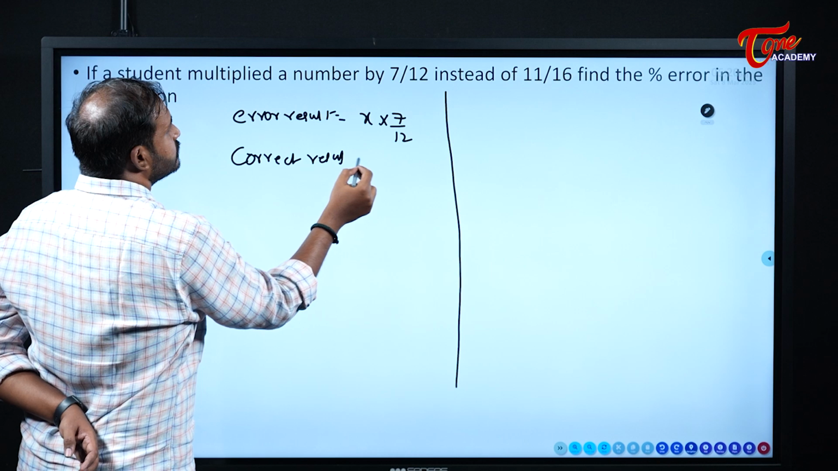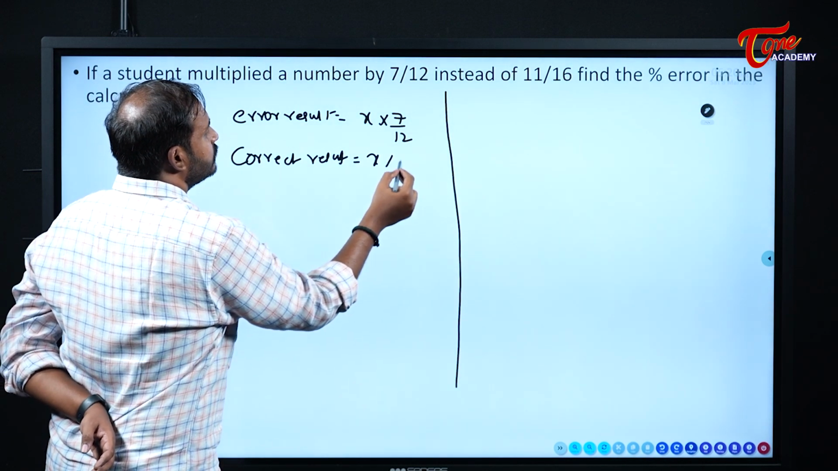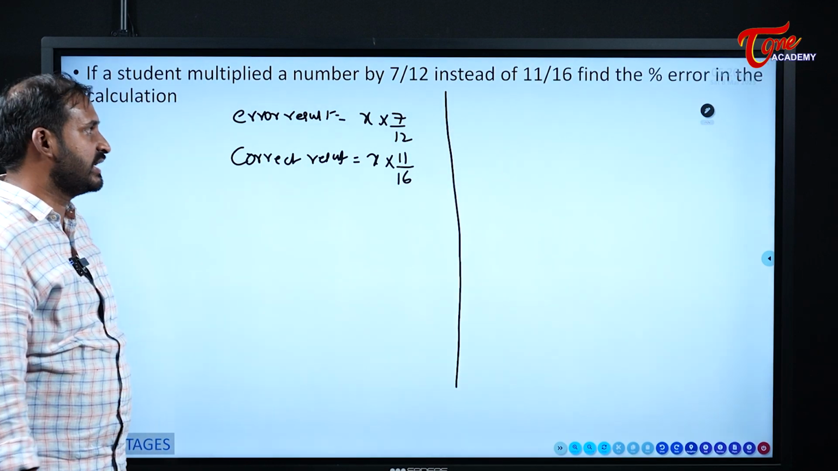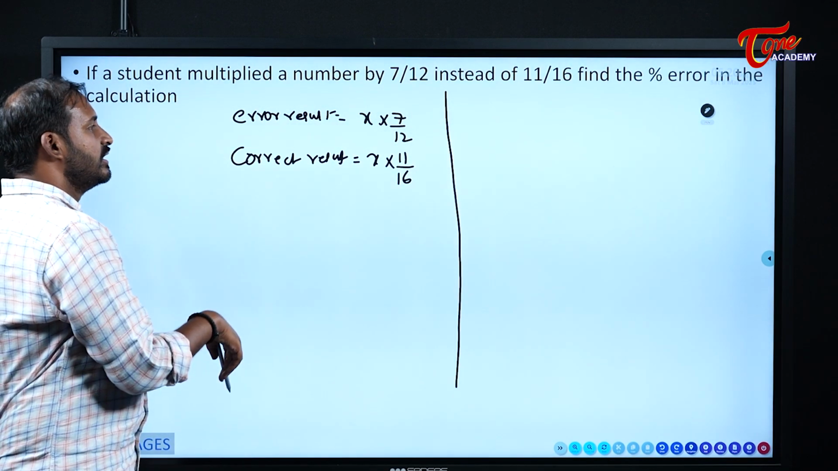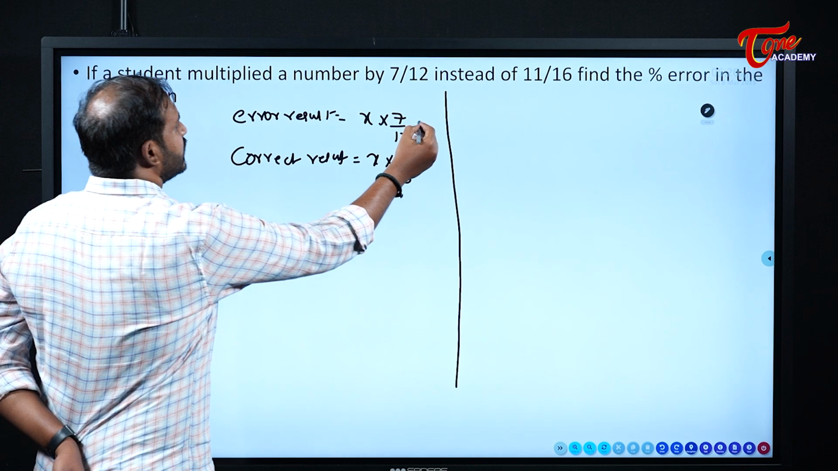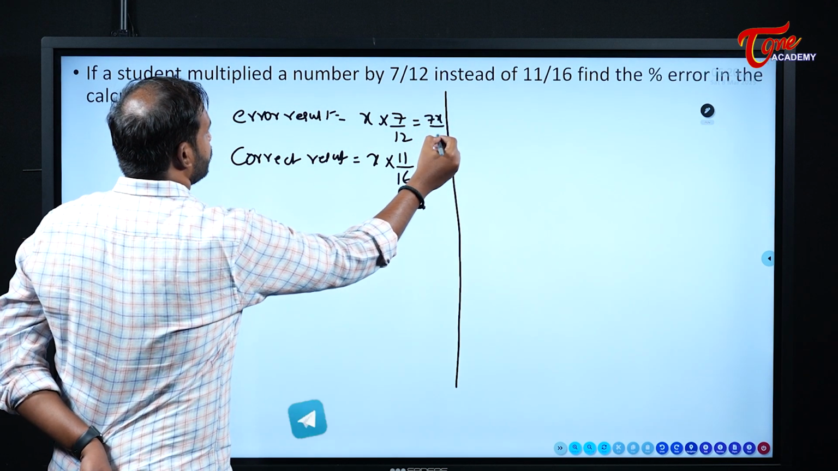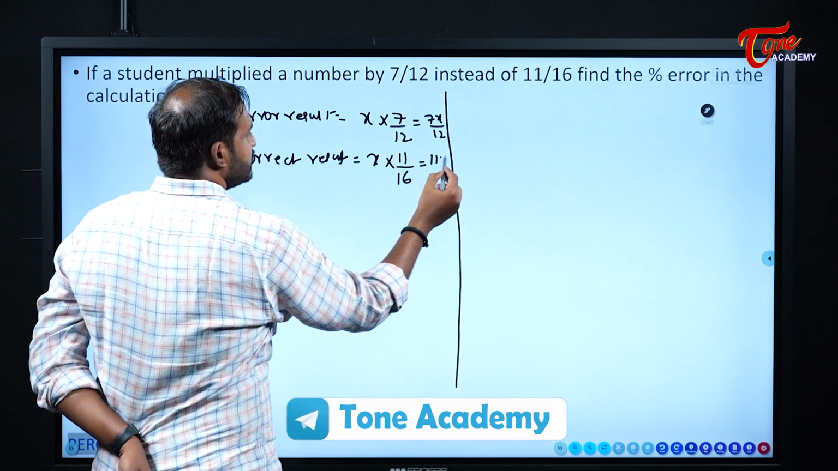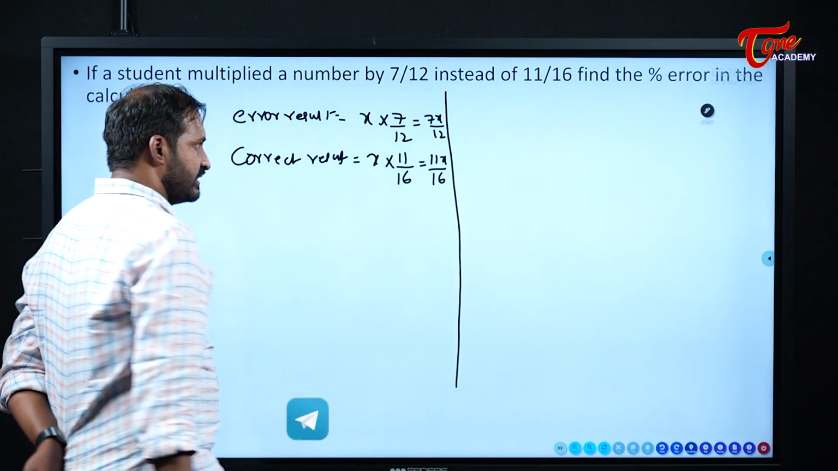Correct result should be x into 11 by 16. This is the correct result and that is the error result. So what is the value you will get here? 7x by 12. What is the value you are getting here? 11x by 16.